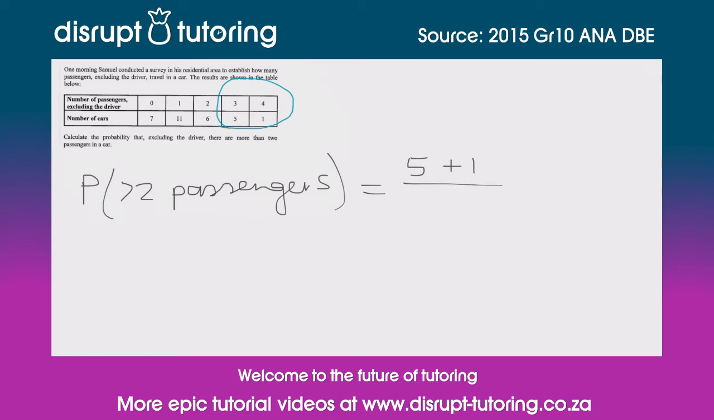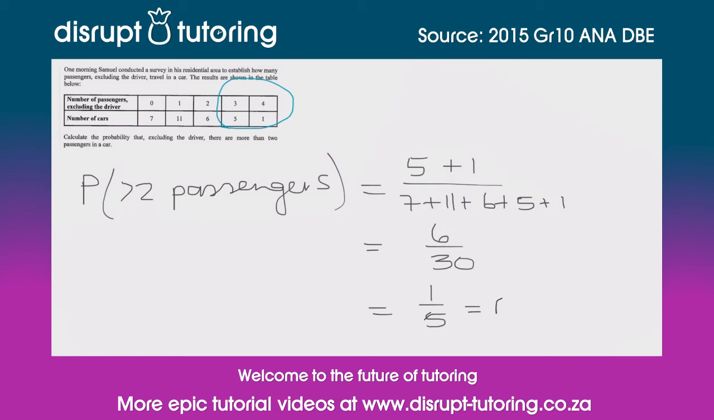Then we've got how many cars in total did he observe? He saw 7 and then 11 and then 6 and then 5 and then 1. So that gives us 6 over 30. And if we want to simplify that further, it's going to be 1 over 5.